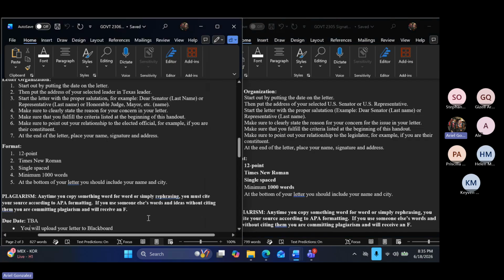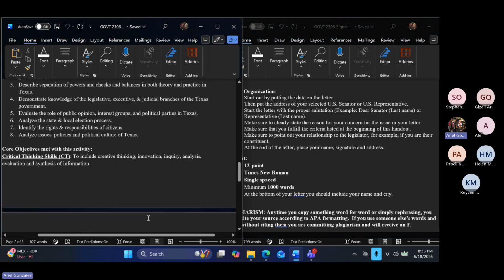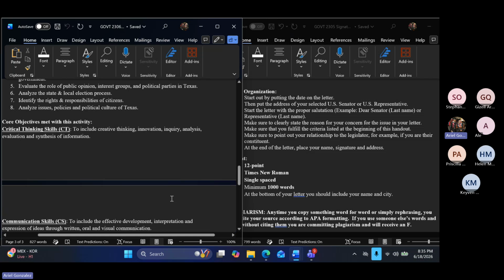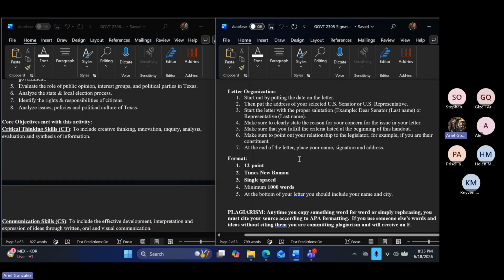Okay, and that's pretty much it. Because again, we already went over the SLOs and also the core objectives and all that stuff. So I think we're pretty much good here.